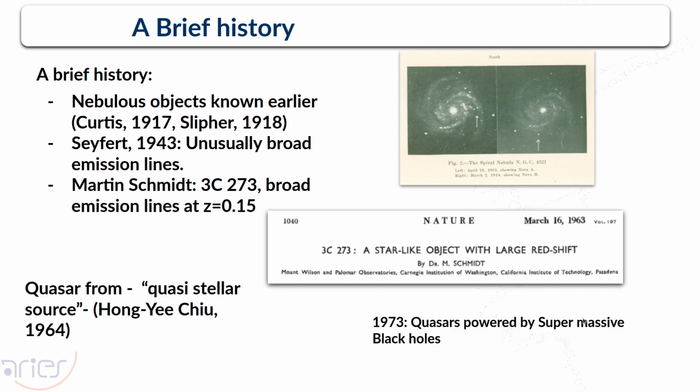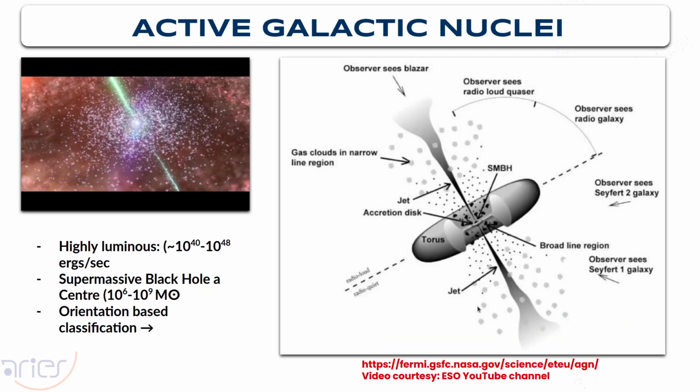So this was a big problem, and in 1973 it was proposed that maybe these are quasars, and that these objects are powered by accretion of matter onto a supermassive black hole. And this theme is what we are going to discuss in this talk: how accretion of matter happens onto a supermassive black hole, how it plays out, and how we can measure the accretion disk sizes.